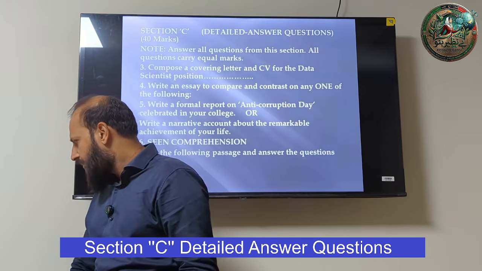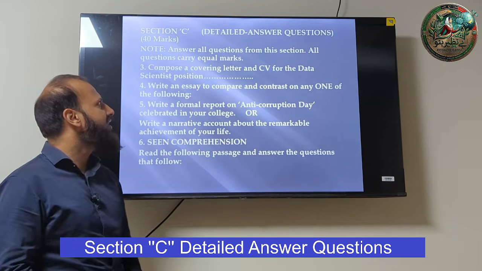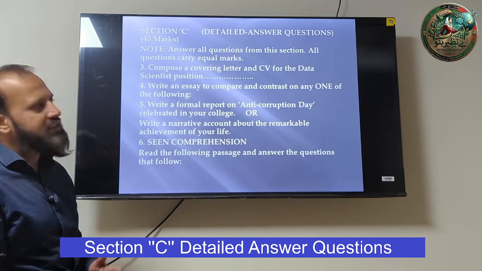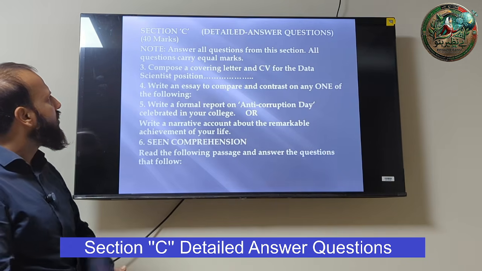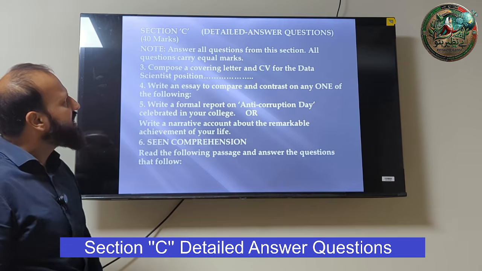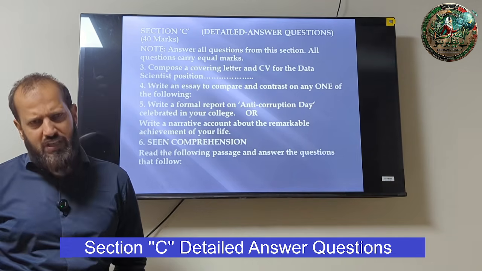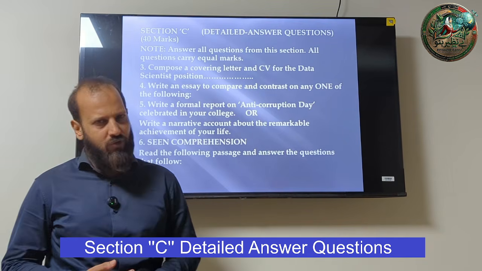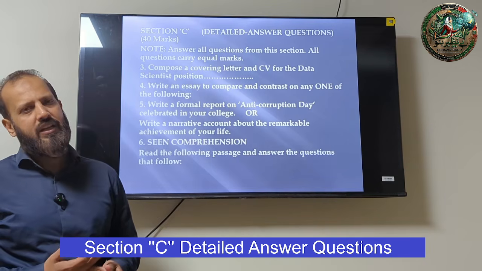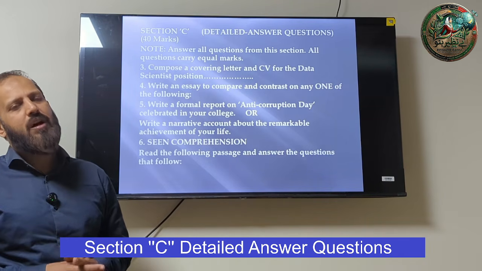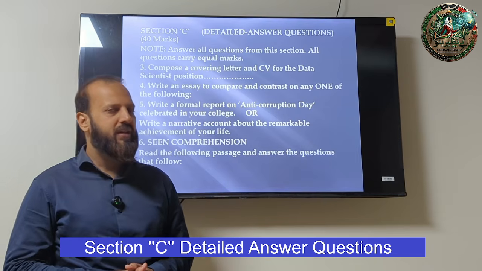Next, section C. Today I'll discuss it in detail. That's why I just showed you that slide. Section C, detailed answer questions. This is 40 marks as well. Your section B is 40 marks, your section C is 40 marks, and your MCQs are 20. All together, the maximum marks of your English first year paper is 100.